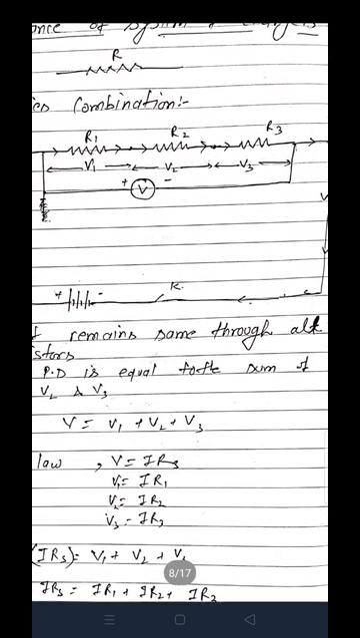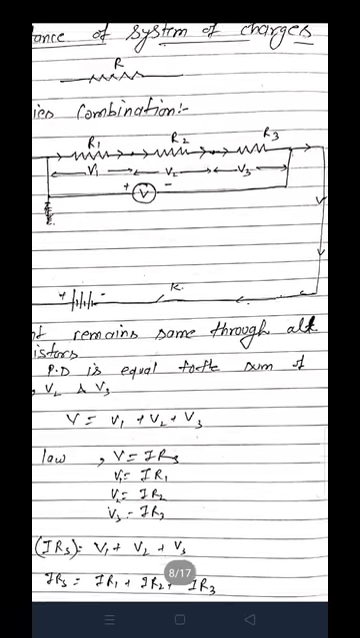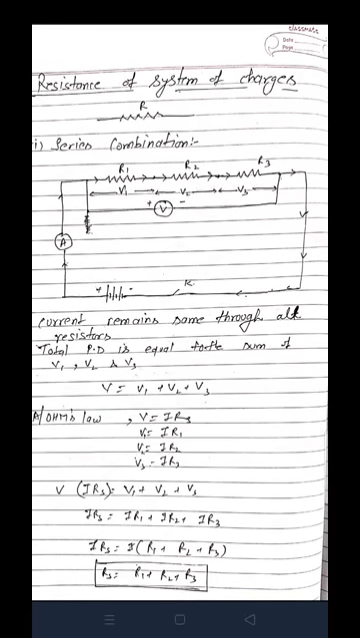In series combination, what happens? The current through all the resistors will remain the same. As you can see over here, the potential of the first is V1, the second is V2, the third is V3, but I have not done anything for the current because it is series combination. In series combination, the current remains the same for all the resistors, whereas in the parallel combination that we will do later, the potential difference remains the same but the current varies for all the resistors. So first we will do it for the series combination.